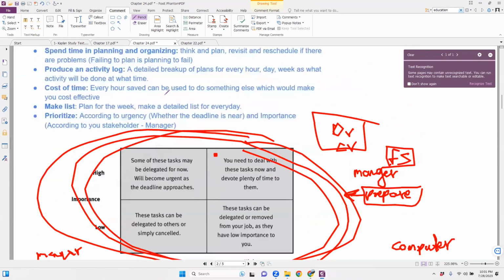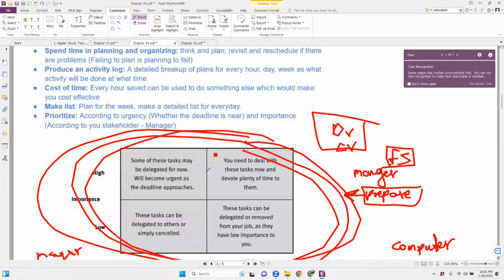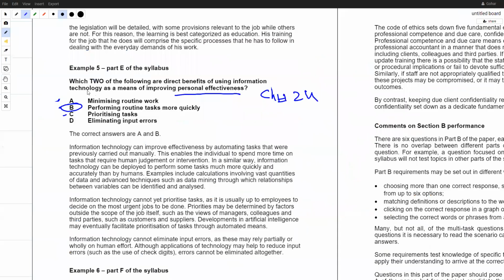This is known as a time management technique. This is the time management technique that we use according to urgency and importance. You can use this concept, but who does this? Does the IT help you do this? No, you do it yourself. Prioritizing tasks is something that you do yourself. The IT system cannot help you do it. So this is something that you decide. This is also not the correct option. This is not a benefit of the IT.